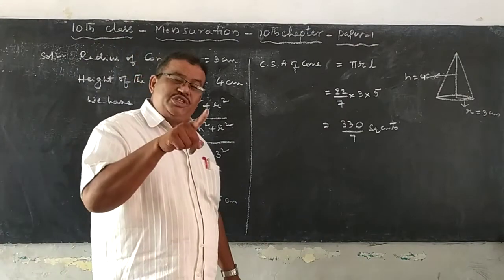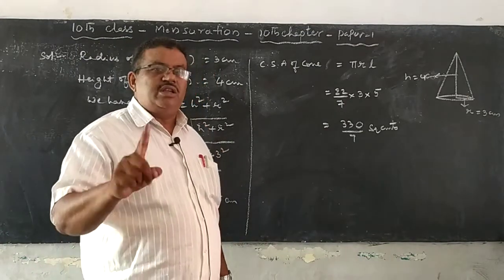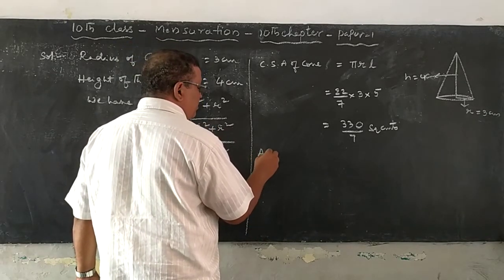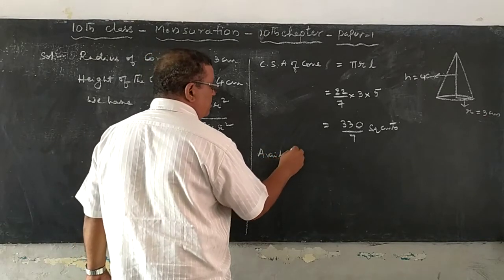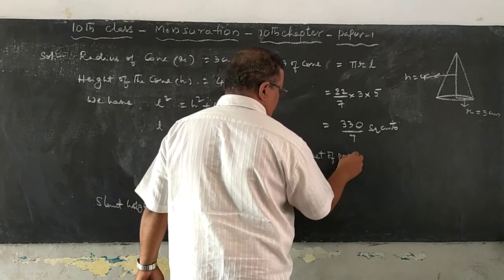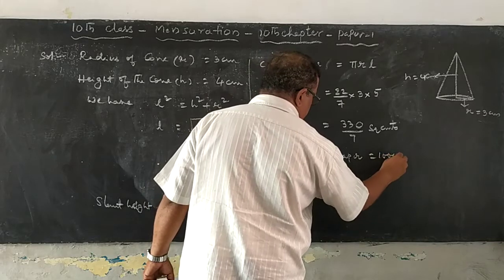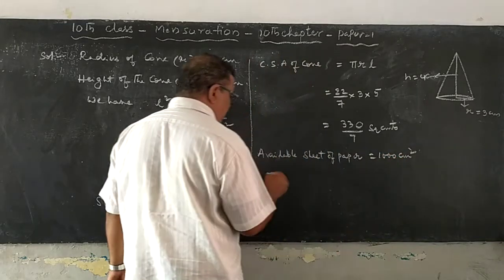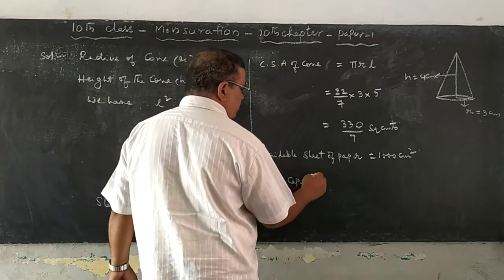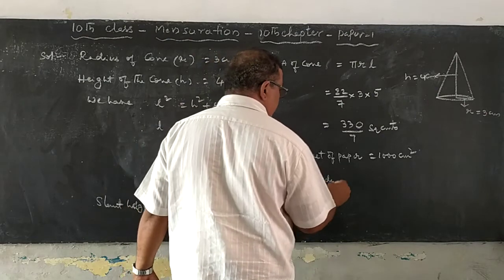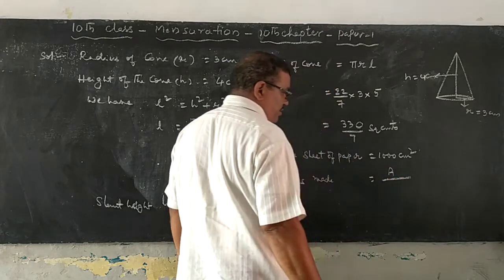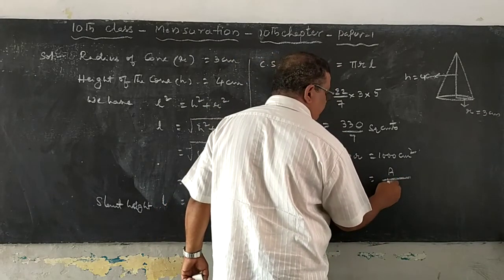Now the available sheet of paper is how much? 1000 square centimeters, children. So the number of cones made is equal to the available sheet of paper, 1000 square centimeters. Therefore, the number of caps made is equal to the area of paper available divided by the CSA of one cone.